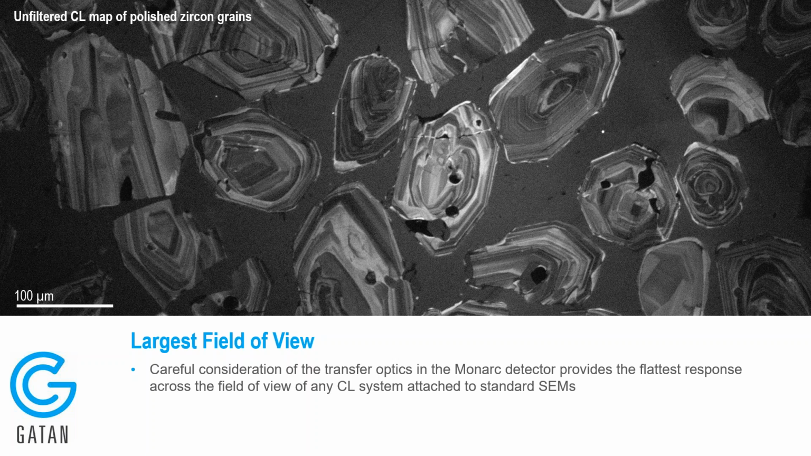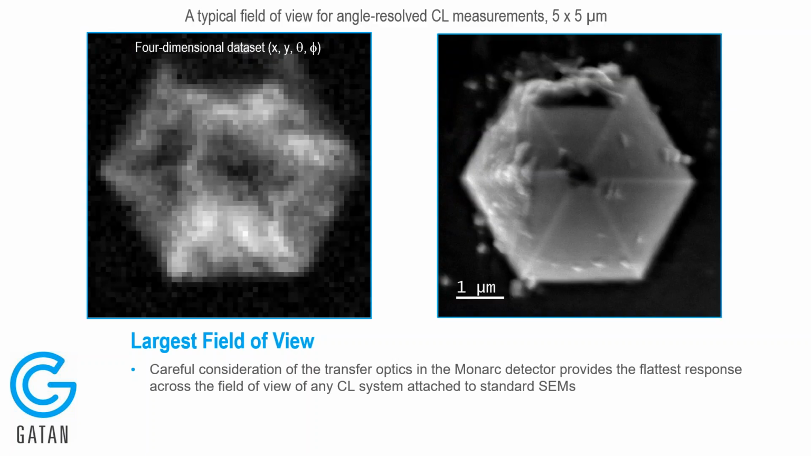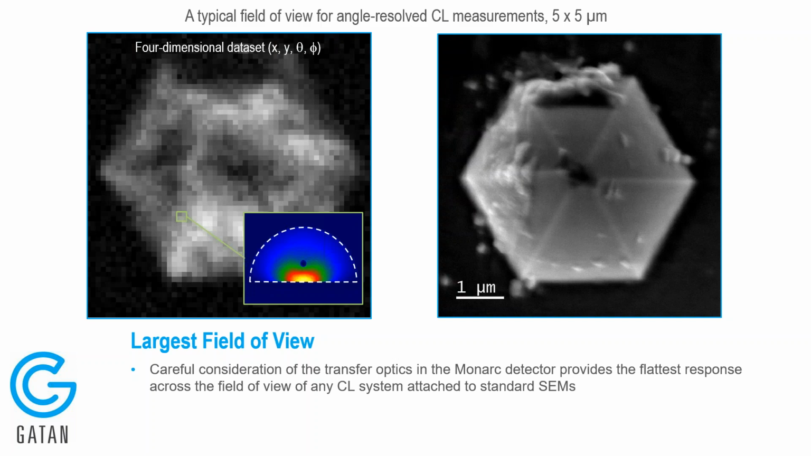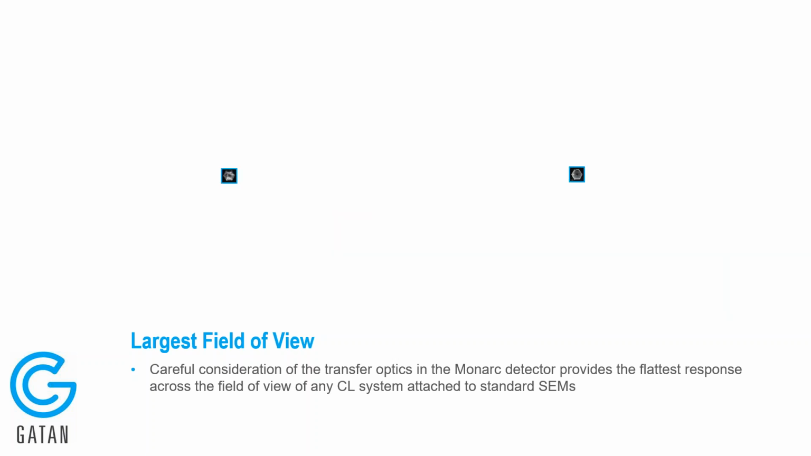In terms of angle-resolved information, on the left-hand side is a 4-dimensional data set, so an angle-resolved spectrum image where each of the pixels in this data set contains one of these images that contains angular information. So here I'm demonstrating a field of view of about 5 by 5 microns, i.e. what could have been achieved using that system developed in Amsterdam. With the Monarch system, though, we thought very carefully about the transfer optics and came up with a method of dramatically increasing the field of view, increasing it by a factor of 400.